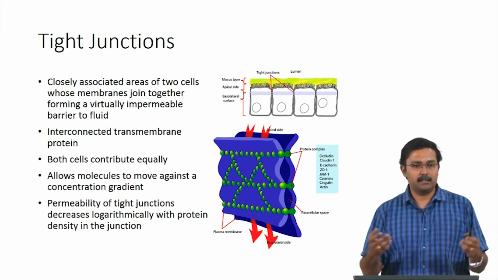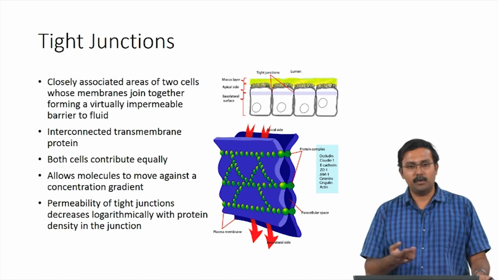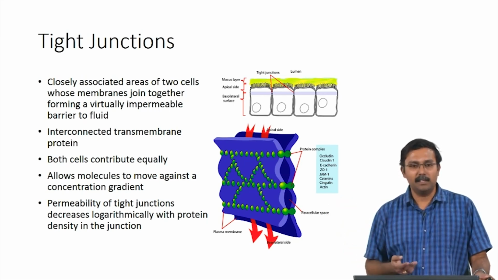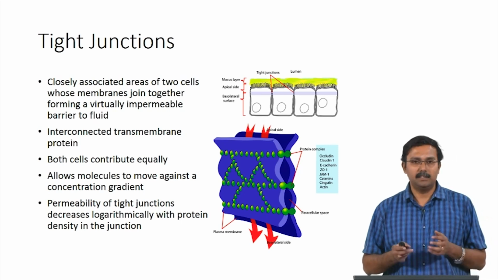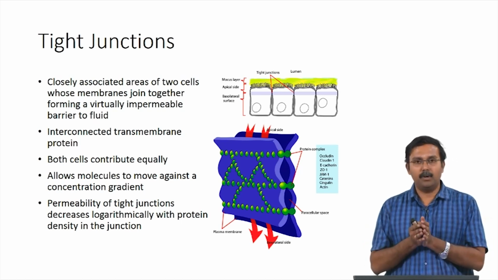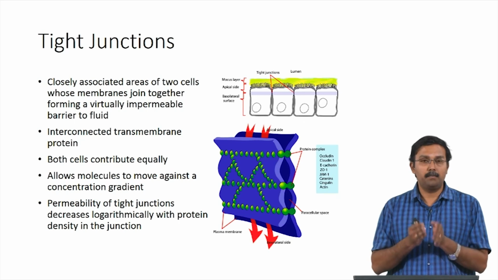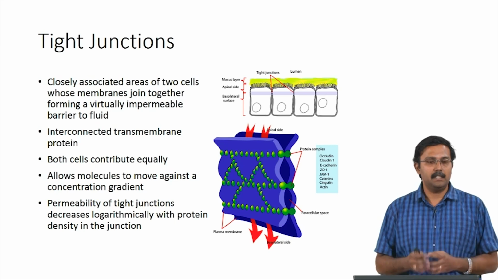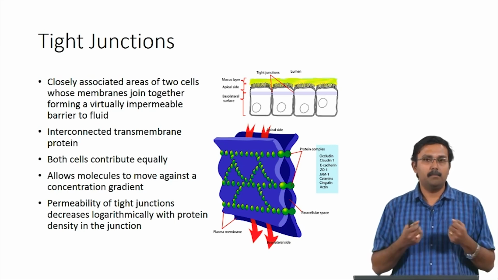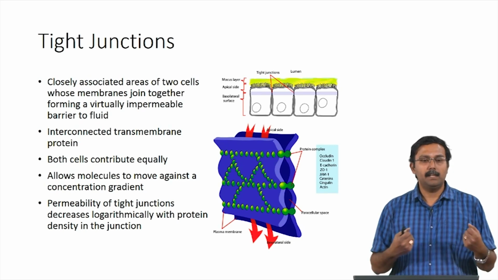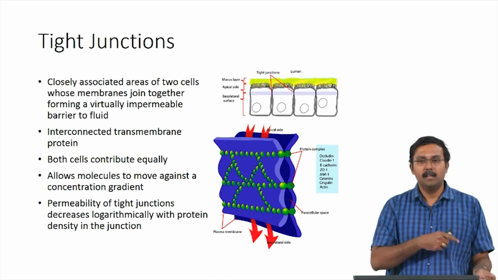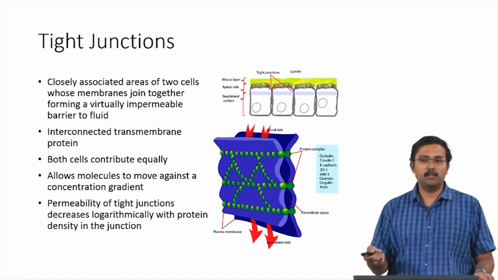So, the permeability of tight junction decreases logarithmically with protein density in the junction. Because it is dependent on the concentration of the proteins, it will be a first order mechanism. So, you will have an exponential increase and a logarithmic decrease and so on, right. You would see that as the protein density at the junction increases, you are going to have a significant reduction in the permeability, but it will become a much stronger interaction, thereby helping in crossing the barrier, like helping in transfer from a lower concentration to a higher concentration.